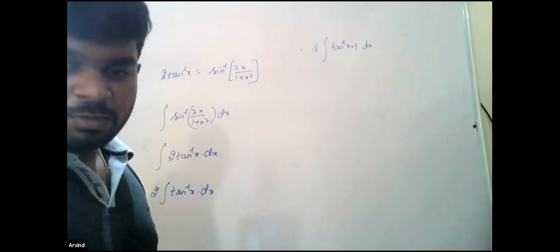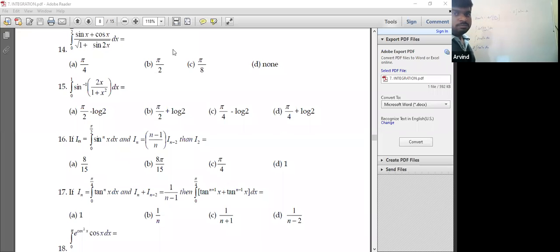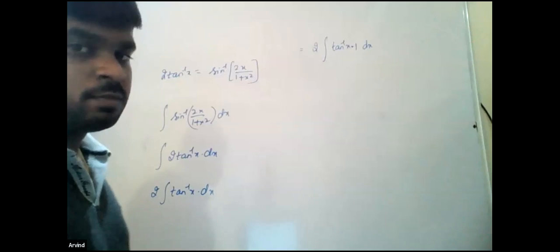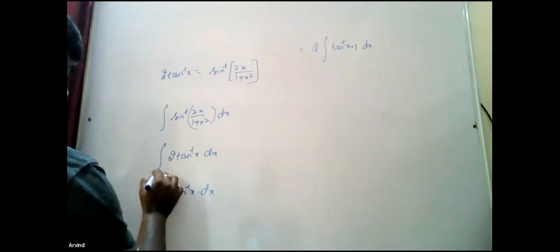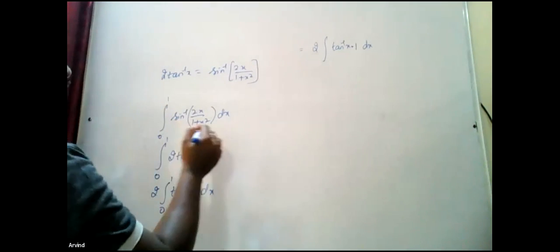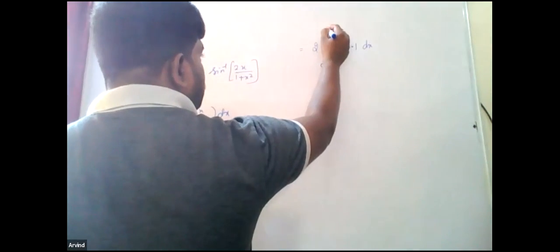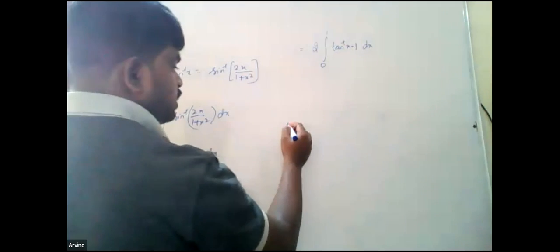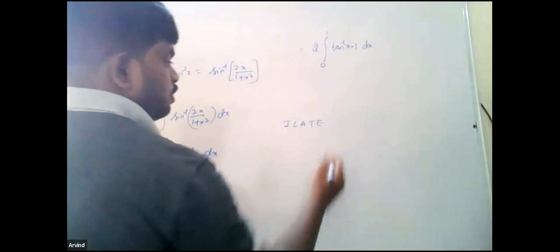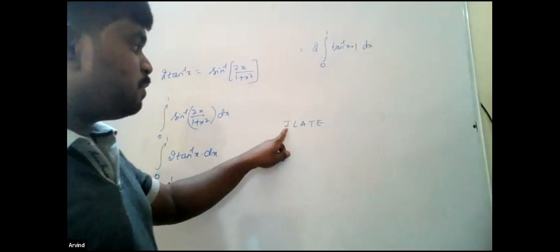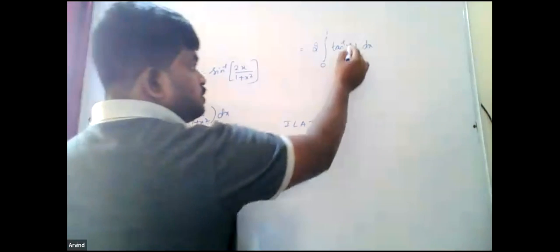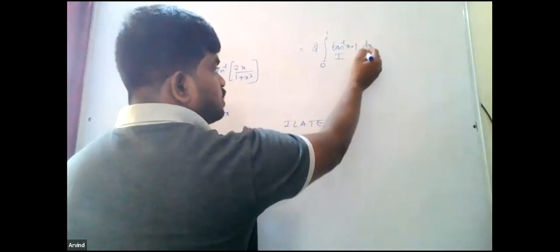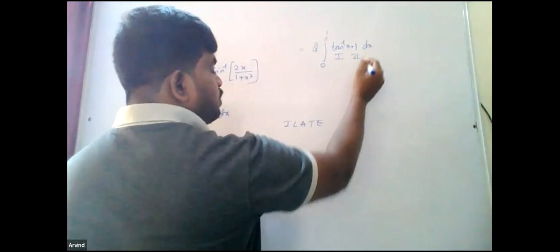Once you get the answer, I've stopped it here. Do it from here. What is the upper limit and the lower limit? 0 to 1. See, I use the ILATE rule. If you use the ILATE rule, the first function is the inverse. So this is inverse, that is your first function. One is algebra, that will become your second function.